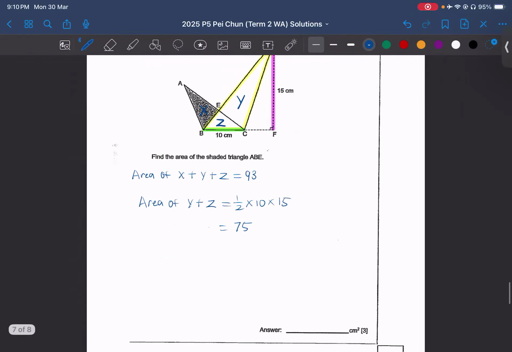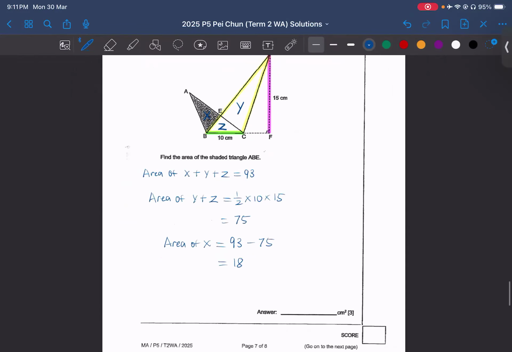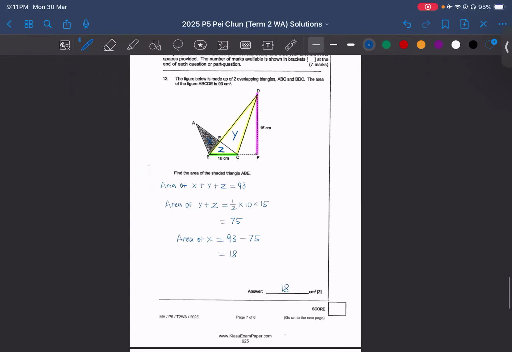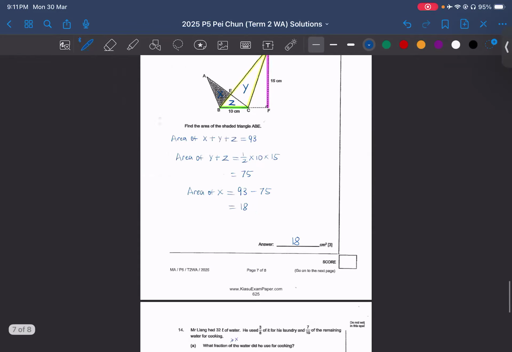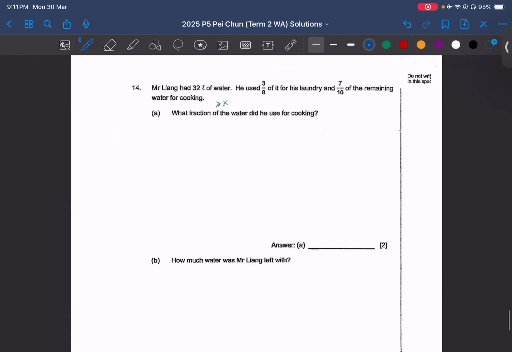Then as I was mentioning previously, to find the area of X, which is our shaded triangle, the area of X will be just taking your whole, which is 93, minus part Y and part Z, minus 75. So 93 minus 75 would be 18. So the answer for this question will be 18 square centimeters. Okay, next.